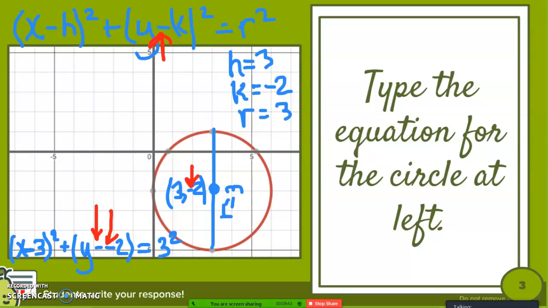Now let's simplify. X minus 3 squared cannot be simplified. Y minus negative 2 is really just y plus 2. And 3 squared is 9. So there's our answer: X minus 3 squared plus y plus 2 squared equals 9.